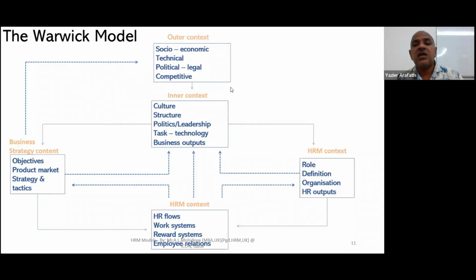Can you see this? The context is already considered. What is the context? Outer context, that is external. Inner context, that is internal. It's like the Harvard model, but see, it's a little different. And also business strategy, HR content, and the context. They are telling us that content and context are important.